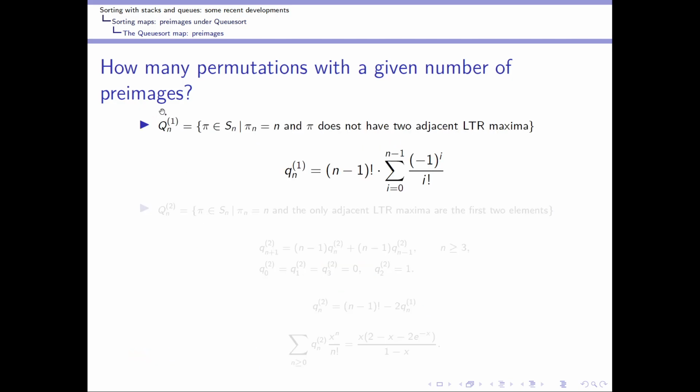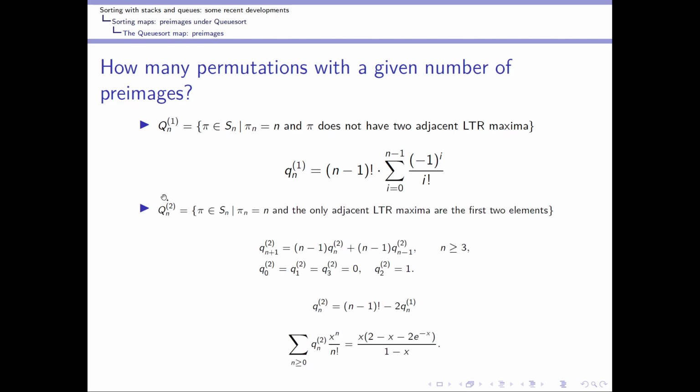Well, when k is equal to 1, the set of permutations having precisely one preimage is the set of permutations ending with the maximum, and such that there are no two adjacent left-right maxima. And we can count them using the classical Foata fundamental bijection, which maps permutations in one-line notation to permutations in cycle notation. So we'll find that the number of these permutations is given essentially by these derangement numbers.